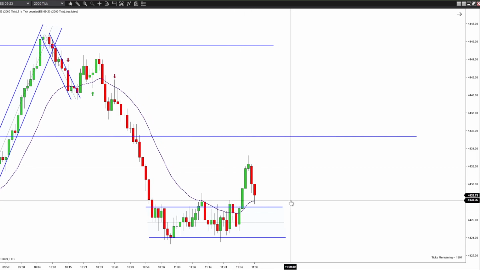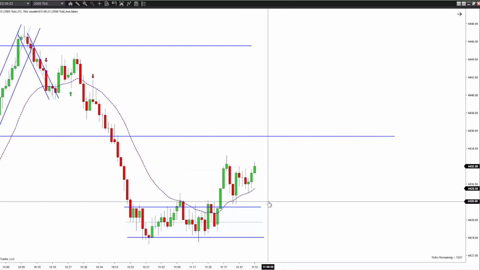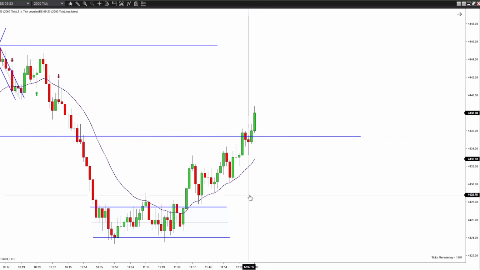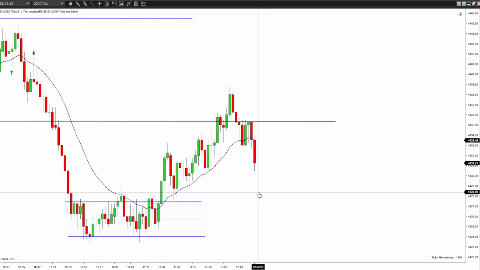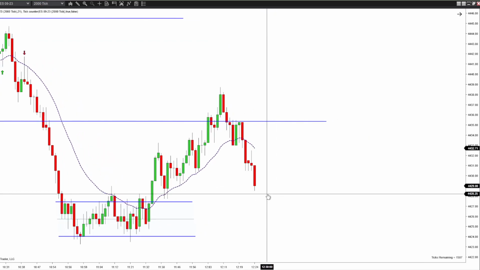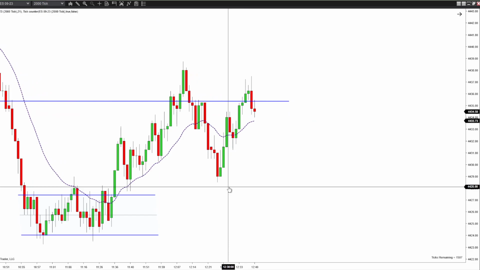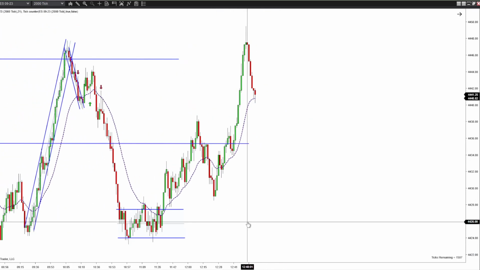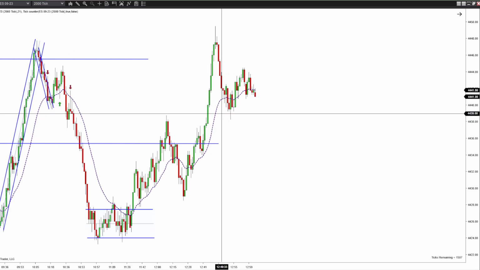No real setup, but just a lot more congestion, sideways movement. At this point of the day, you might just want to wrap it up. It's getting late, and that's going to wrap up the video as well. Sort of a tough trading day today, but those are the days where you're going to learn the most.